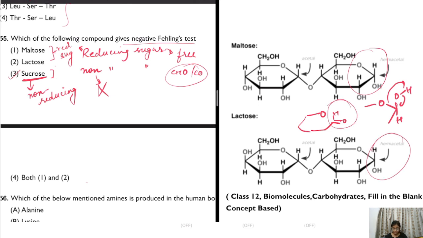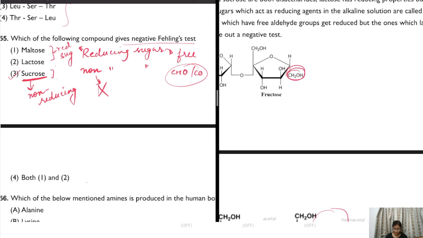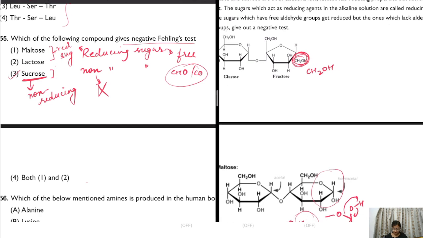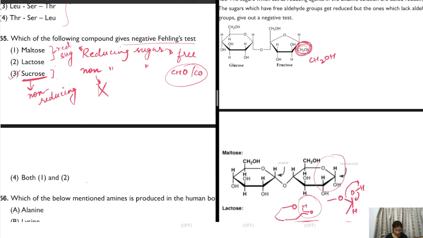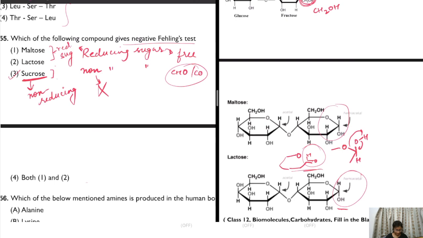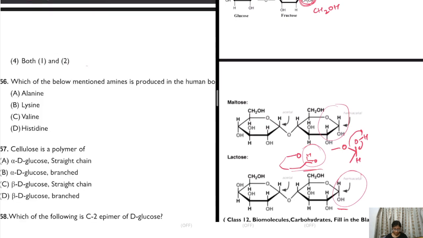Similarly for this, these are alpha, so alpha anomers. So this is the case. But here you see there is no OH. There's CH2OH. So it won't be able to form this group. So the answer would be sucrose. Now let's see the next question.